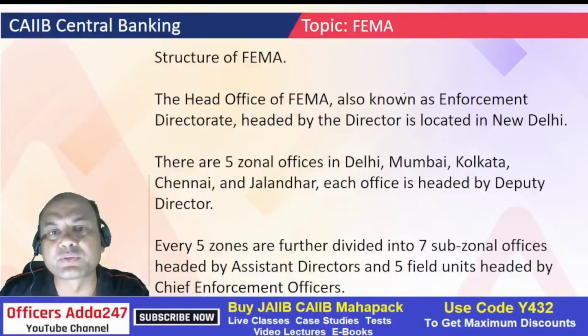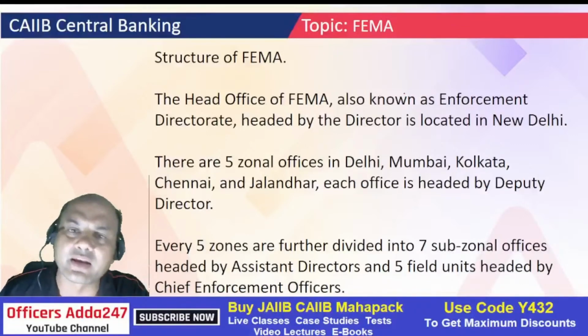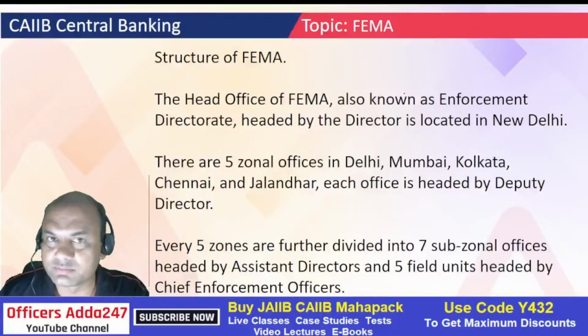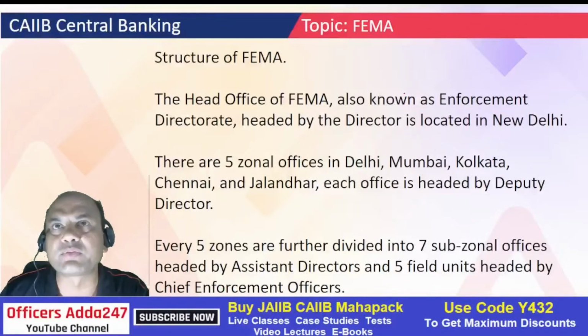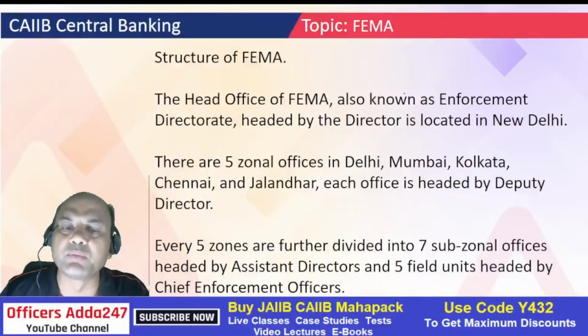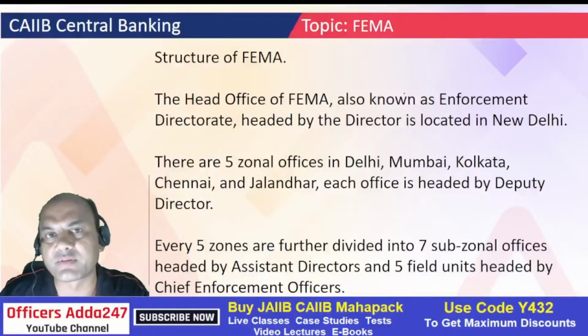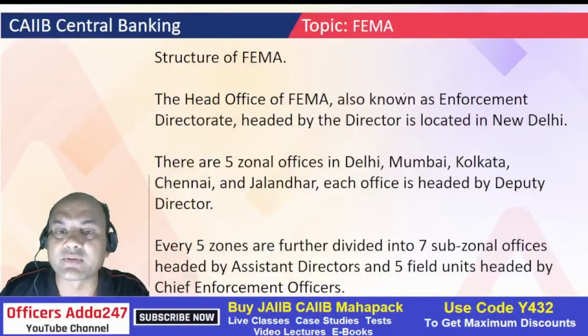Sub-zonal officers are headed by assistant directors. Then these sub-zonal offices will also have field units. So field units will be headed by whom? They will be headed by the chief enforcement officer. We won't call it CEO, because CEO gives a separate meaning. Chief enforcement officers, right?